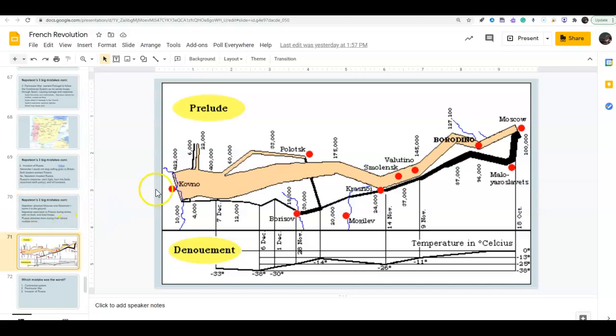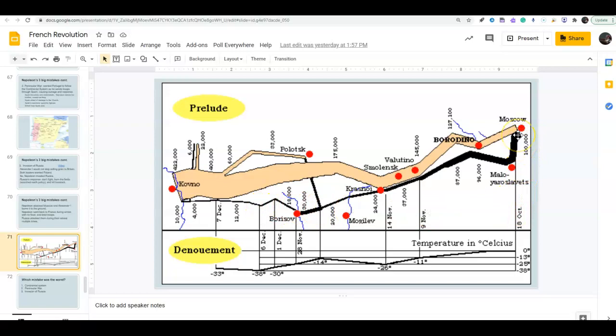This right here explains the size of the French troops. When they left, there were 422,000 troops. When they got to Moscow, there were only 100,000 troops. So some had died in battle, some had frozen to death, and some had starved to death. So they get to Moscow, they realize they're going to try to cut their losses, and then they're going to head back to France. By the time they get back to France, there are only about 10,000 troops in the French army. And you guys can look at some of these dates here.